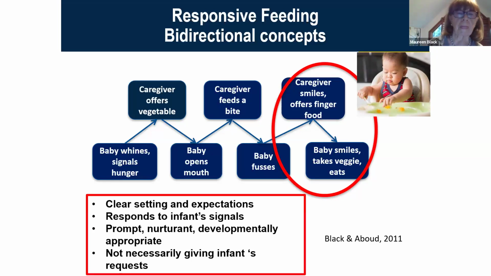Next. So these are things that we look at, that in responsive feeding, there are clear expectations, you're responding, it's prompt, it's nurturant, it's developmentally appropriate, but it's not necessarily giving the child exactly what they want. So it's reading the child's cues and responding.